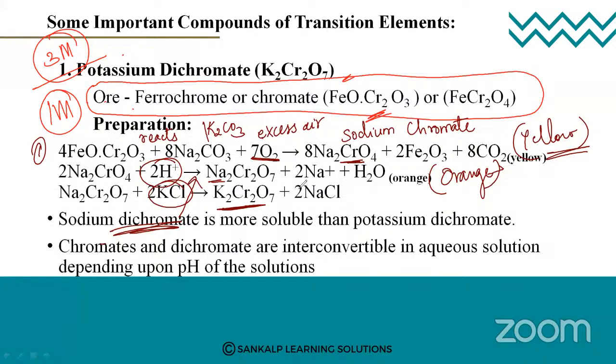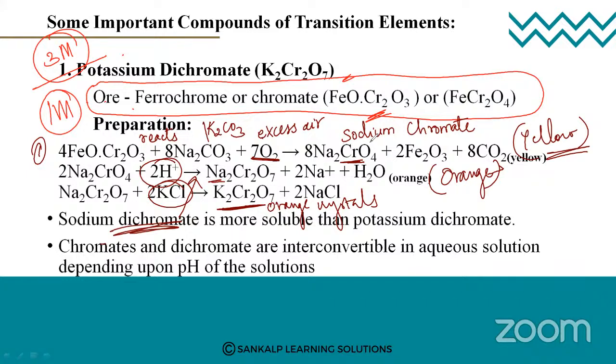After cooling the solution, it will convert into orange crystals. These orange crystals can be separated out. So on cooling, whatever orange crystals of potassium dichromate you get, they will get separated. So these are the 3 steps for the preparation of potassium dichromate.